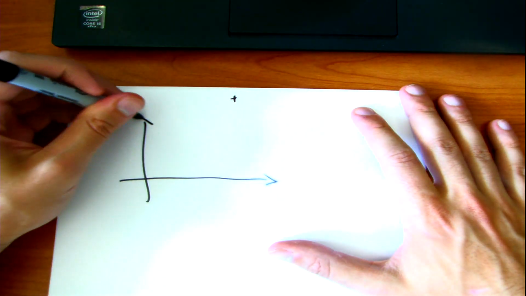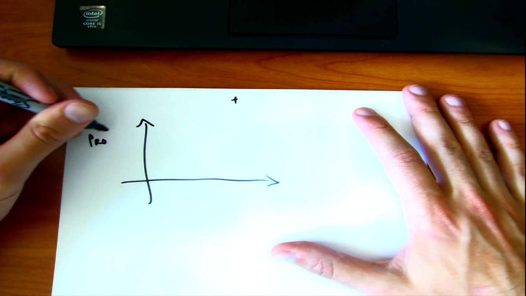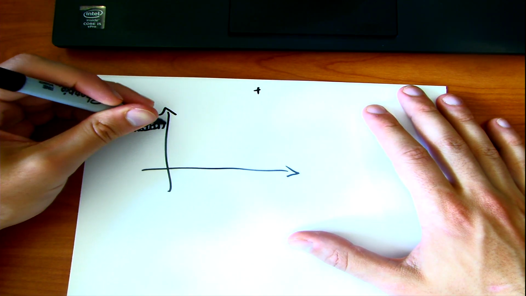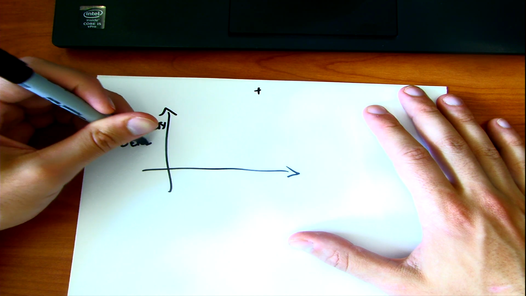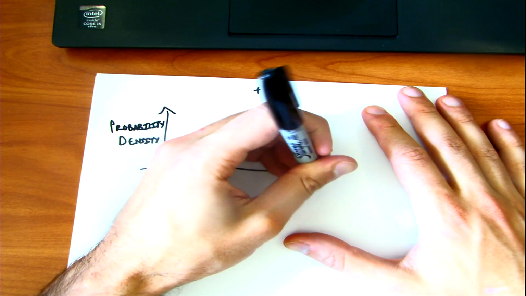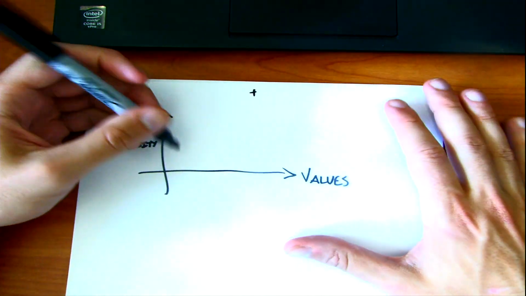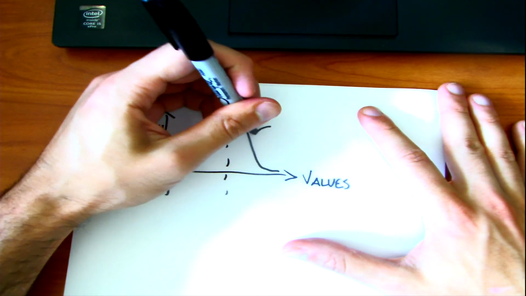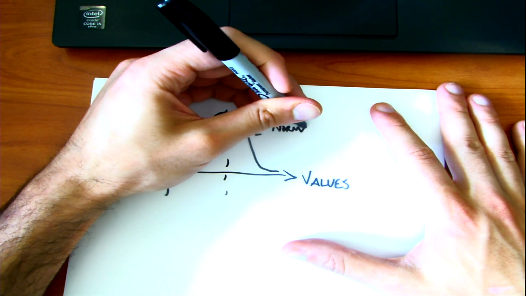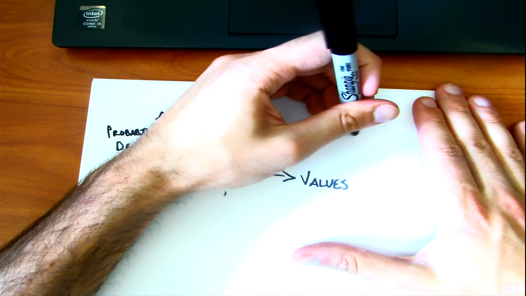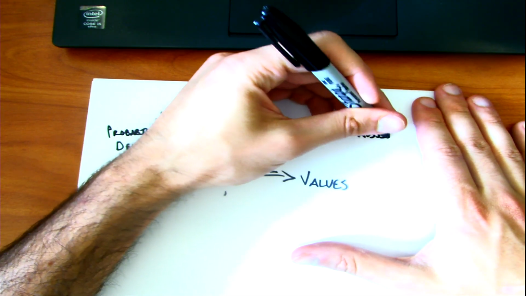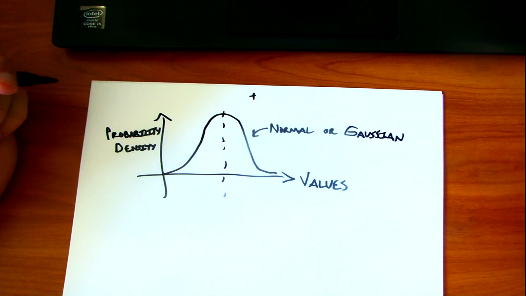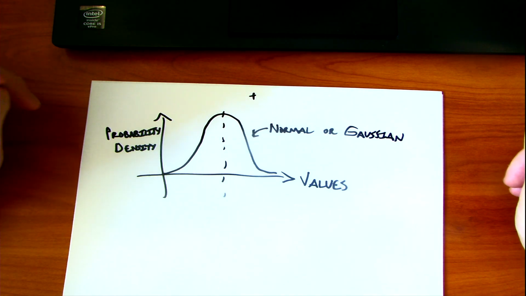Probability distributions. So the y-axis being some probability density, and the x-axis being our values. And we had a normal distribution centered on an average, also called a Gaussian distribution, the same thing. And we played around a bit with that, like we were just saying, different ways to integrate it.